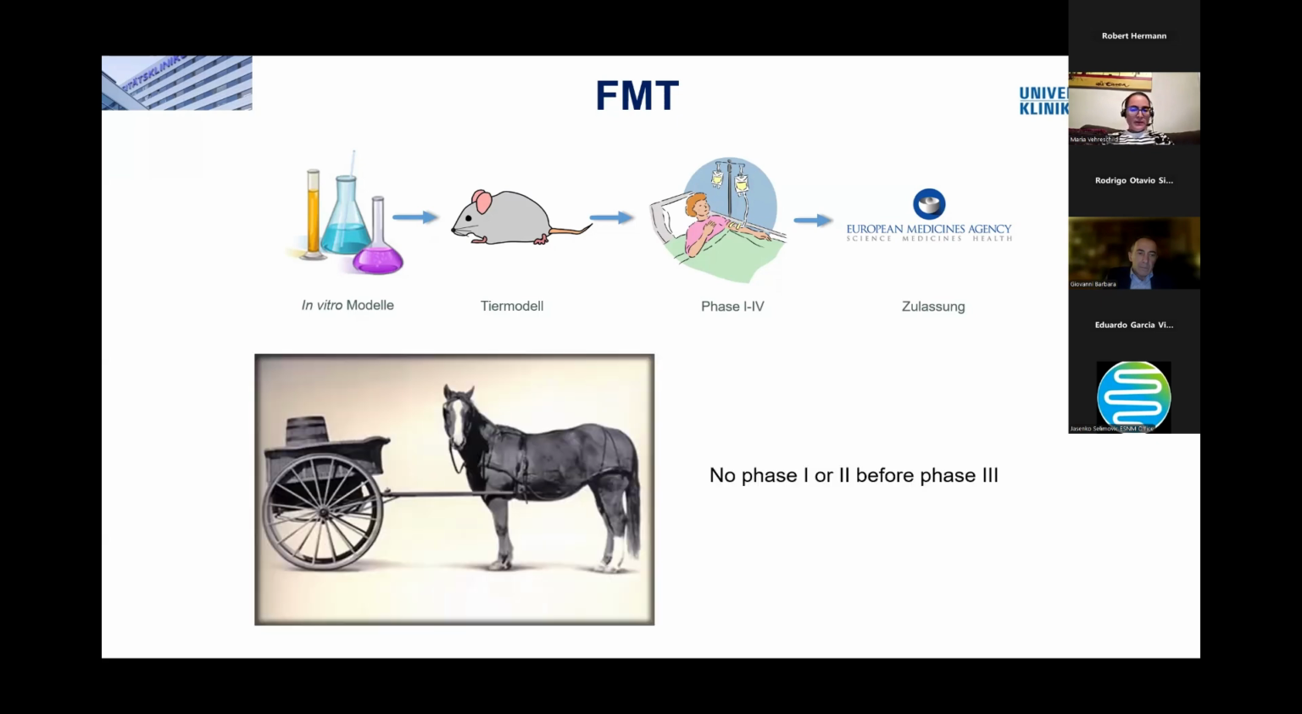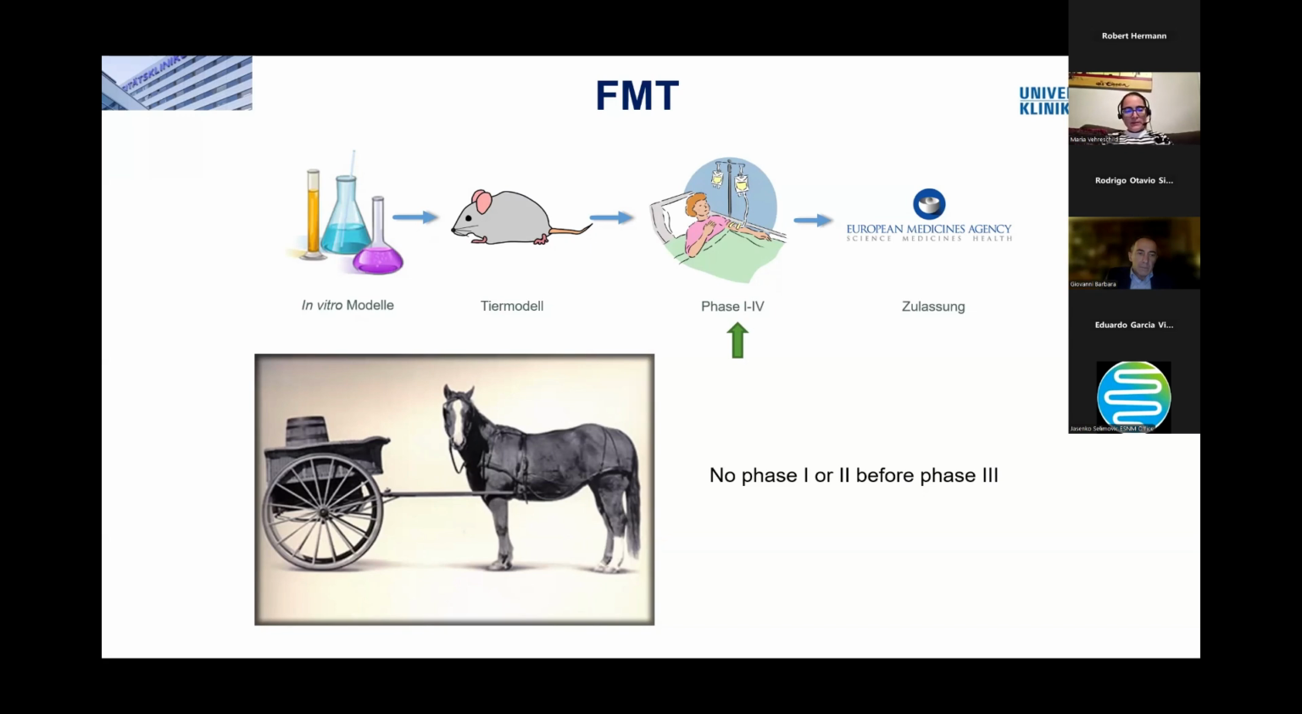But in this case, everything happened upside down, and there was really no phase 1 or 2 trial before a phase 3 trial was conducted, because the first randomized controlled trial using an FMT was conducted in the Netherlands, and the Dutch authorities and ethics committees judged that since FMT had been performed repetitively and over many years, especially in Scandinavian countries, it wasn't necessary to perform any phase 1 or 2 trial, and one could go directly into a phase 3 trial without any of these previous assessments.